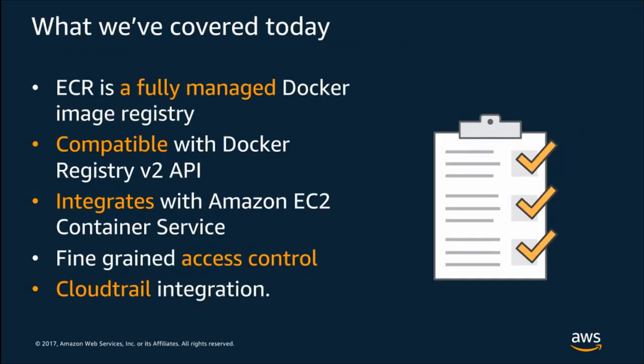So let's talk about some of the things that we've covered today. ECR, like S3 and ECS, is a fully managed Docker image registry. It's compatible with the Docker Registry version 2 API and integrates with Amazon EC2 Container Service, CloudWatch, CloudTrail, and many of the other AWS services. It really gives you fine-grained access control using Identity and Access Management policies.